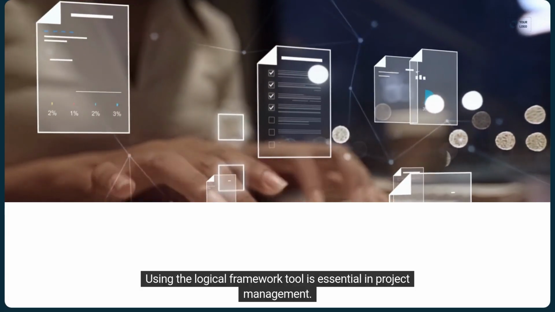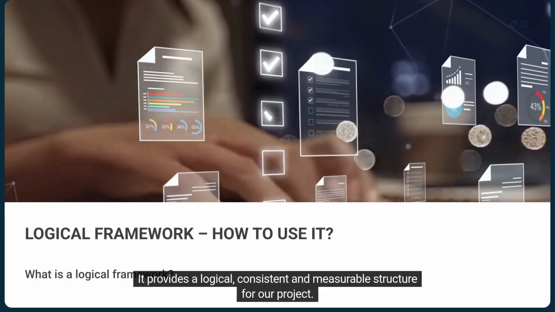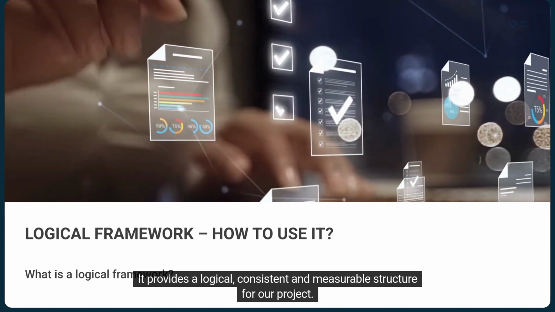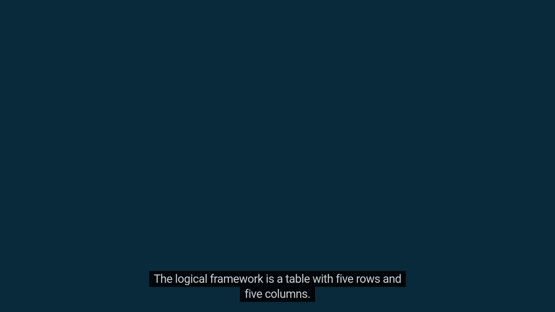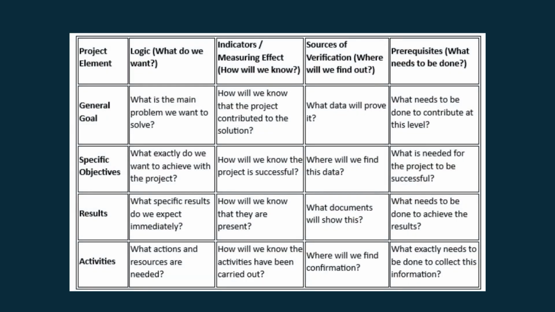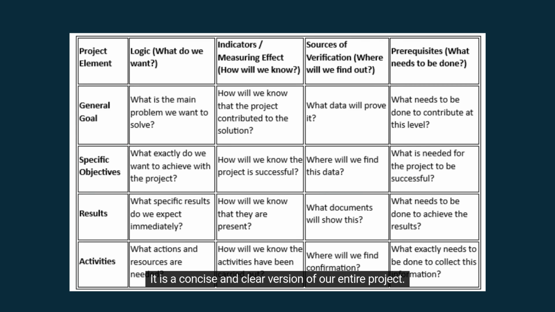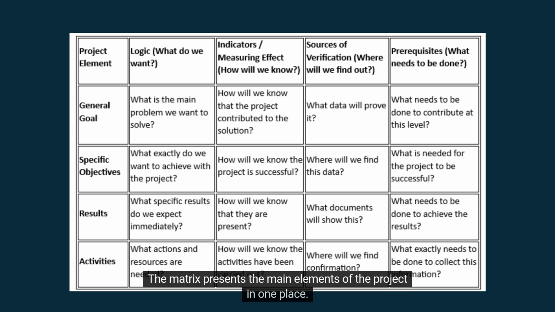Using the logical framework tool is essential in project management. It provides a logical, consistent, and measurable structure for our project. The logical framework is a table with 5 rows and 5 columns. It is a concise and clear version of our entire project. The matrix presents the main elements of the project in one place.